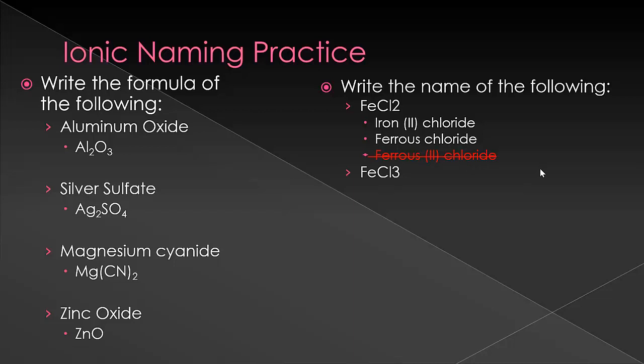Now let's do FeCl3. Because chlorine has a -1 charge, that means iron must have a +3 charge. So we'll have iron(III) chloride, and since this is the higher oxidation state, it's ferric chloride.